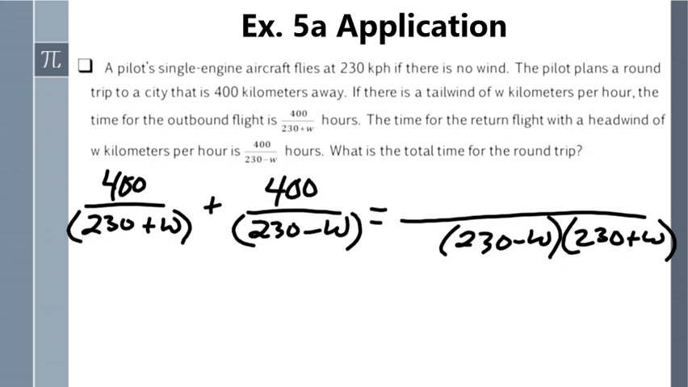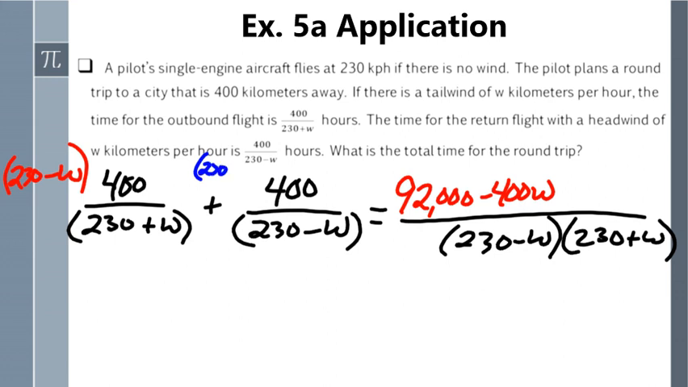So I need to multiply this side by 230 minus W, which will give you 400 times 230. That would be 92,000 minus 400W. And the other part, this has a 230 minus W. I need to multiply this by 230 plus W. So 400 times 230, that will also give you a positive 92,000. And then I'm adding 400W.